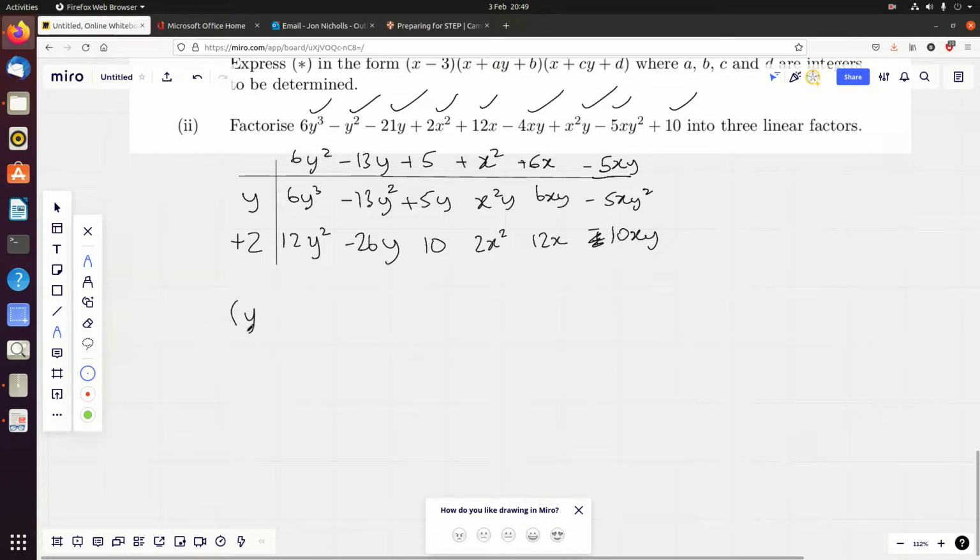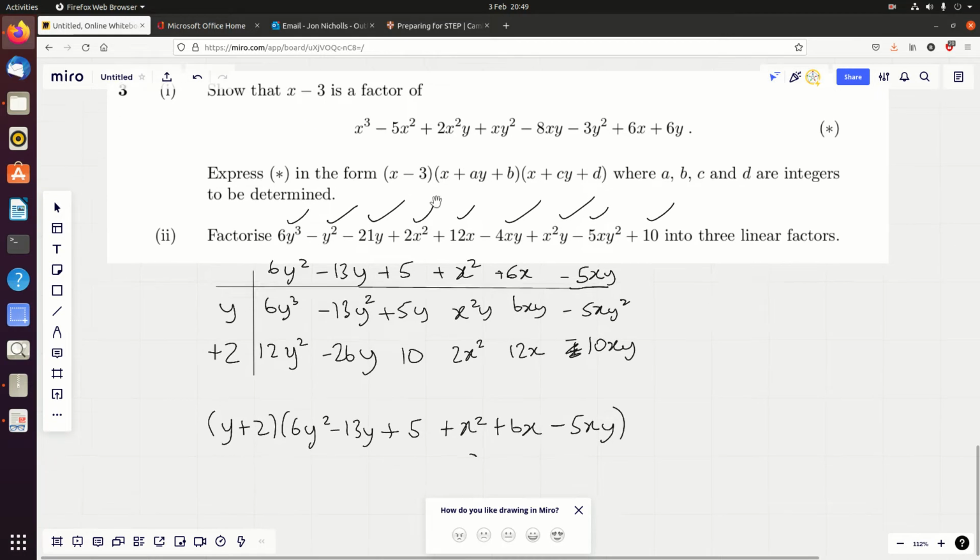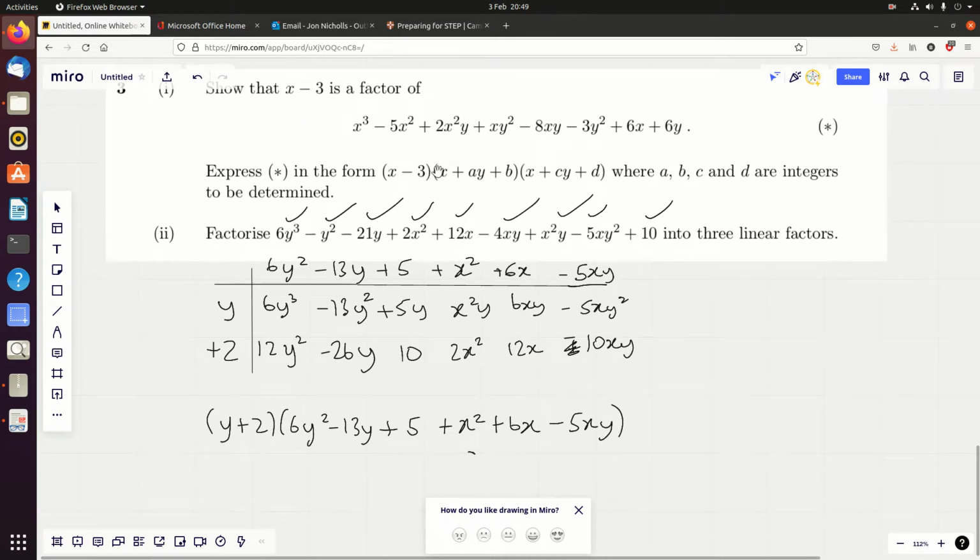Okay, y plus 2 times by 6y squared minus 13y plus 5 plus x squared plus 6x minus 5xy. Now, we've got a bit of a problem here with this one. This is going to be tougher, there's no doubt about it, than what we just did. I think this is where it actually gets pretty tricky, because we've got to try and write that as a constant times x maybe plus a constant times y plus a number on the end.